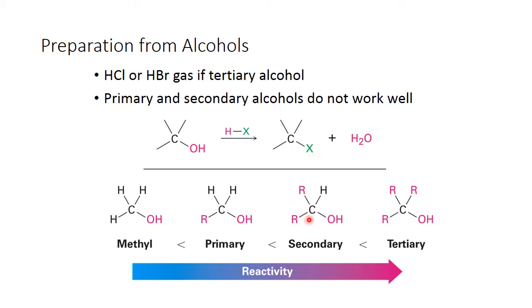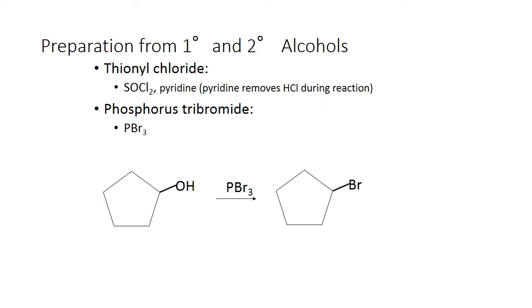This reaction works very well with tertiary alcohols, but it does not work well with secondary and primary or methyl alcohols. Why? It's because the mechanism of the reaction involves a carbocation, and tertiary carbocations are more stable than secondary, primary, and methyl. So this reaction is very fast and easy for a tertiary, but with secondary and primary, the formation of the carbocation is slower, and the carbocation is prone to rearrangements.